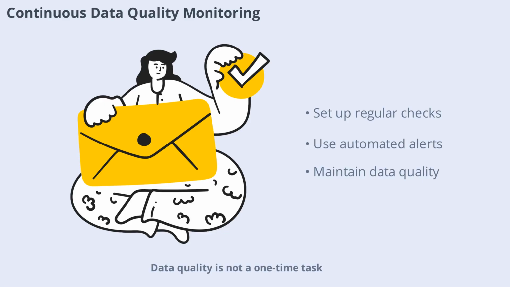Data quality is not a one-time task. Set up regular checks and monitoring systems to catch new issues as they arise. Automated alerts and dashboards can help you stay on top of data quality over time. Continuous monitoring ensures your data remains clean and reliable for ongoing analysis and decision-making.